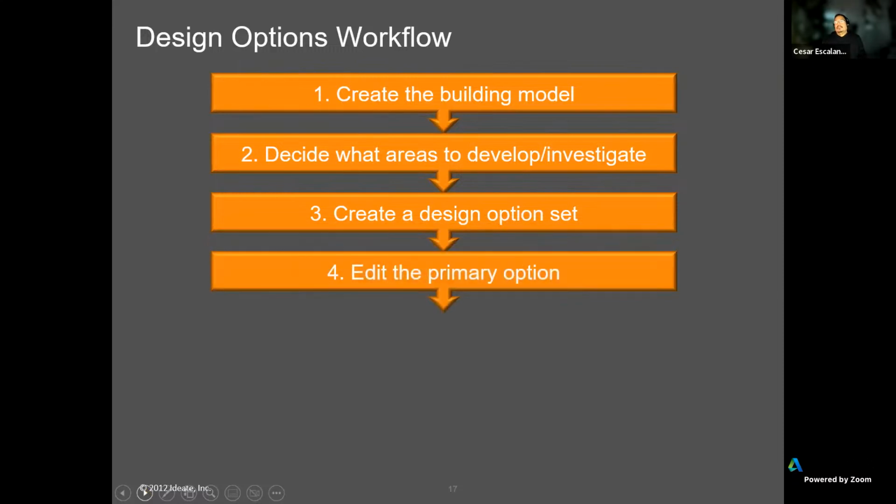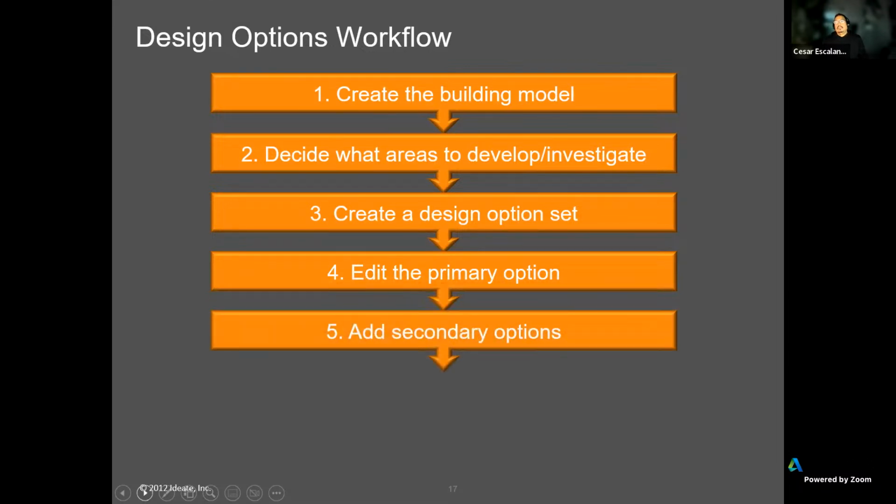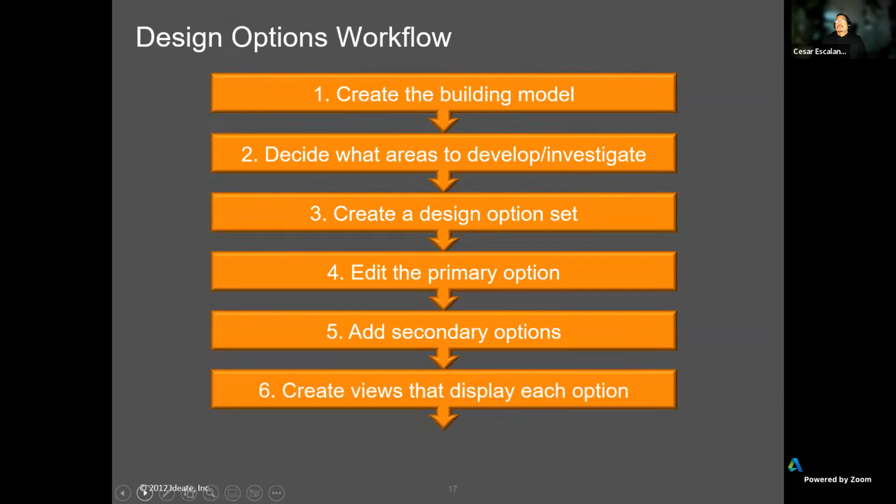After creating an option set, we start editing a primary option. This is the preferred option that will be presented to the client. Then we add secondary options. And you can have as many secondary options as you want without the need of creating an additional model. You can always switch secondary options into primary options. And then you apply an option as a view property in the construction documents. And so you decide which views need to receive which option.